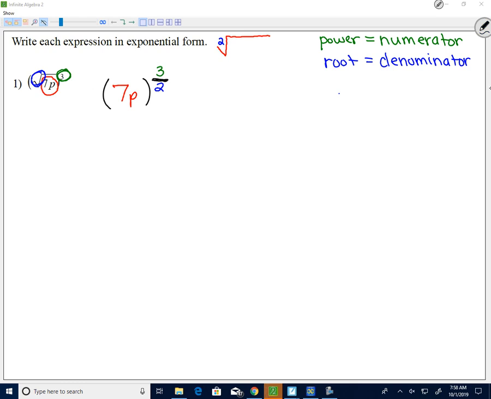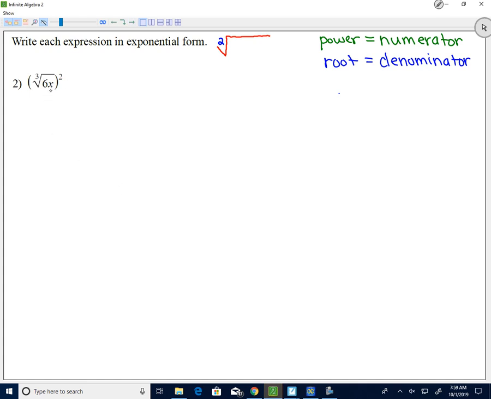If we clean this up a little bit, we can put an equal sign in between these expressions because we've just created an equivalent expression. We're still doing the same thing. This means to take the square root and take it to the third power. Like this is saying take the square root, take it to the third power. They are equivalent expressions. It's just different ways of writing it. So let's move on to another example.